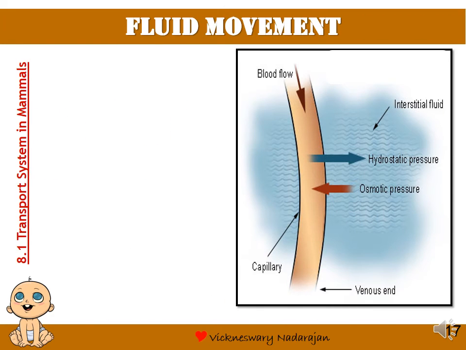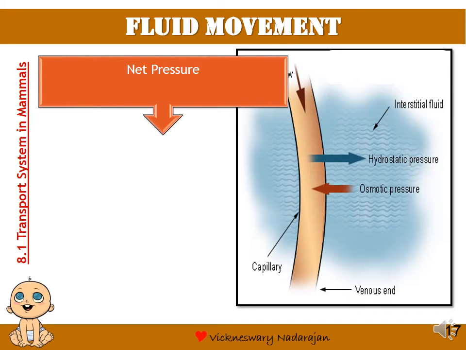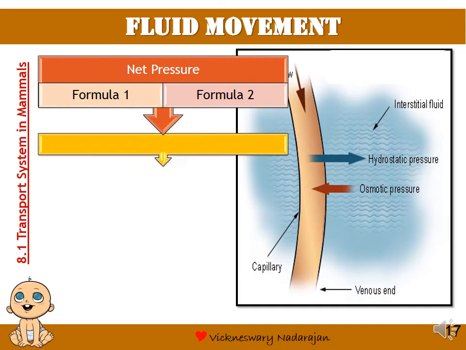So let's look at the formula. To calculate the net pressure either at the arterial or venule end, we only need to calculate the difference between the hydrostatic pressure and osmotic pressure. Now there are two formulas depending on how much information is provided in the question. The first formula only considers the hydrostatic pressure and osmotic pressure of the blood. The difference between these two pressures will determine the direction of movement.